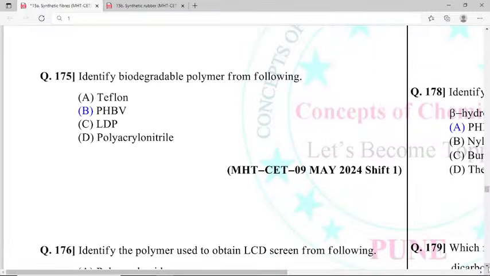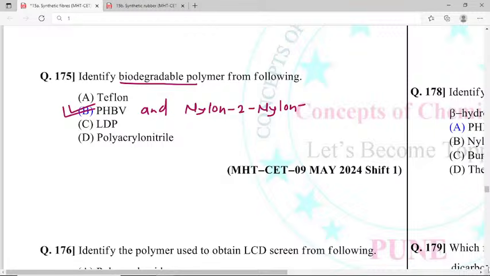Identify the biodegradable polymer from the following. Biodegradable polymers are PHBV and nylon 2, nylon 6. Only two examples are there for a biodegradable polymer, that's PHBV and nylon 2, nylon 6.